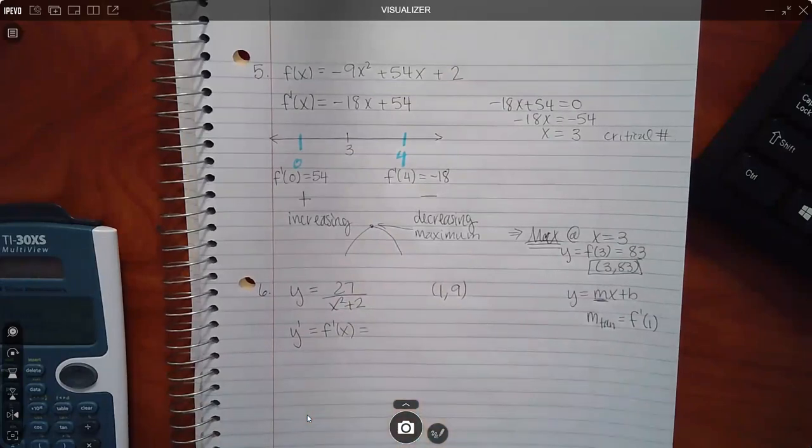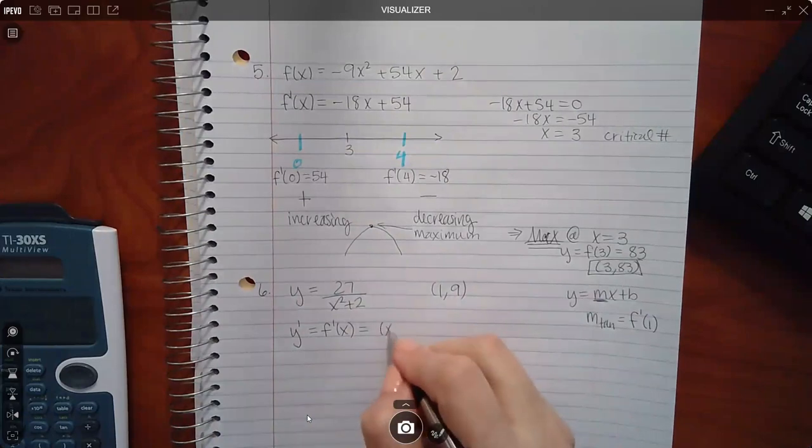Now, how would I take the derivative of this, though? There are 2 ways. You could write that as 27 times parentheses x squared plus 2 close parentheses with a negative 1 exponent, but then it requires you to do chain rule. And not too many people remember to apply chain rule. So I suggest doing what you said, which is quotient rule.